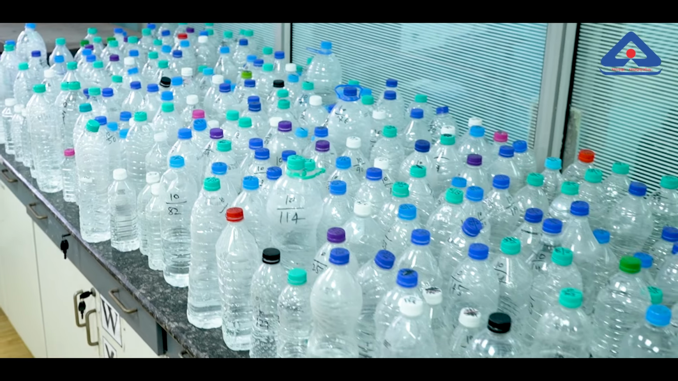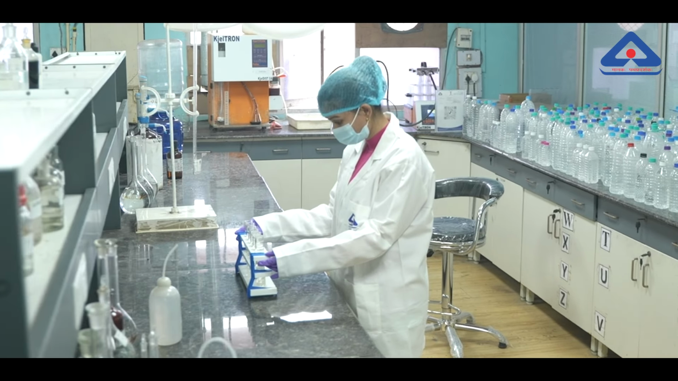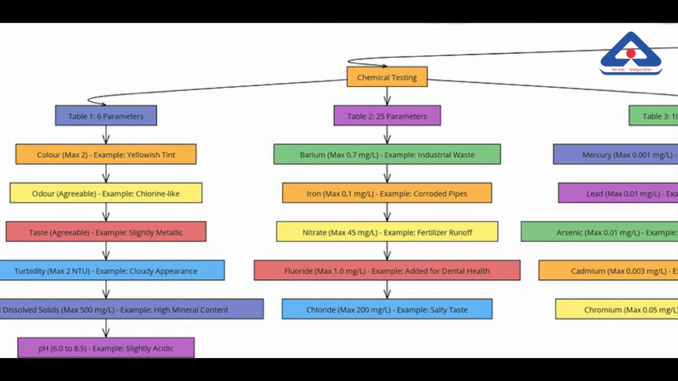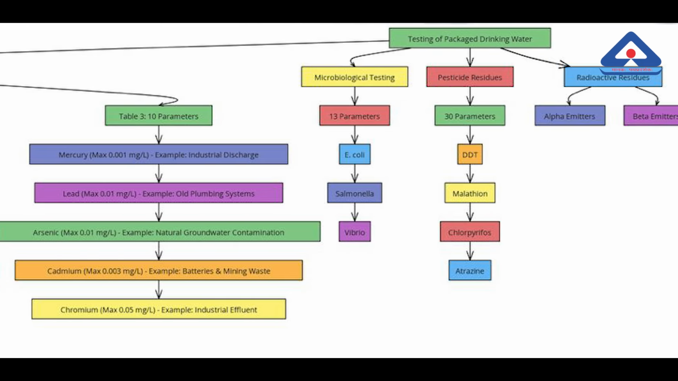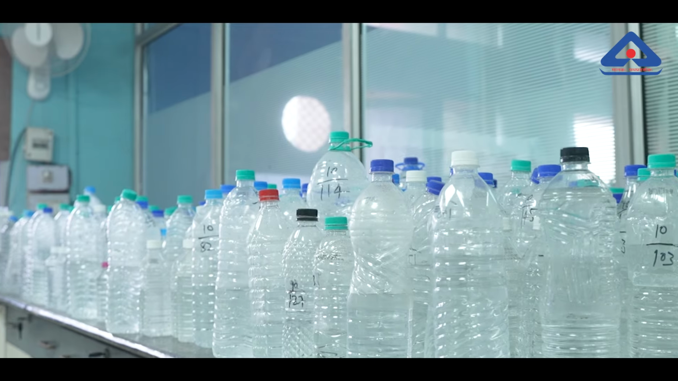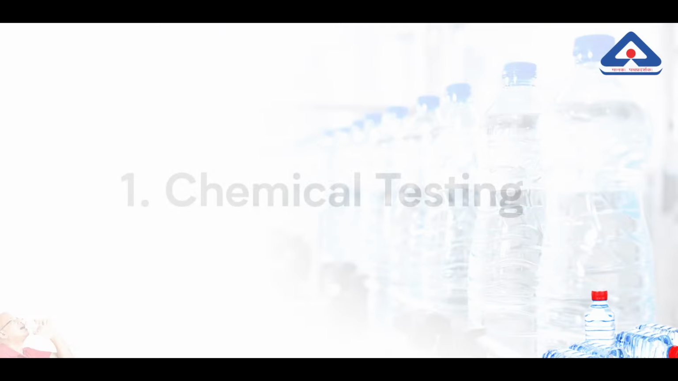Ensuring the safety and quality of packaged drinking water involves a multi-step process. Testing PDW is categorized into 4 areas, each focusing on different water quality aspects. Now let's explore 4 main categories of PDW testing.